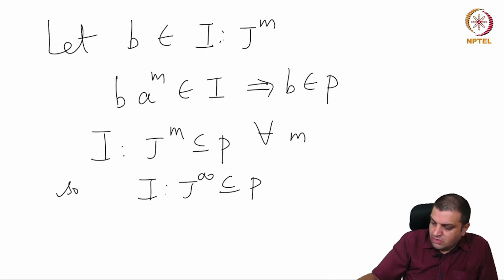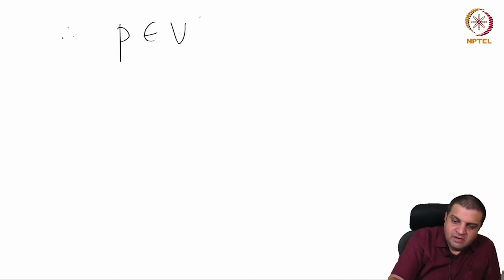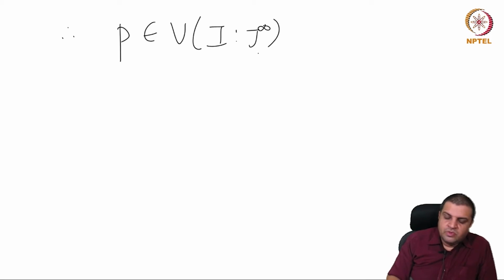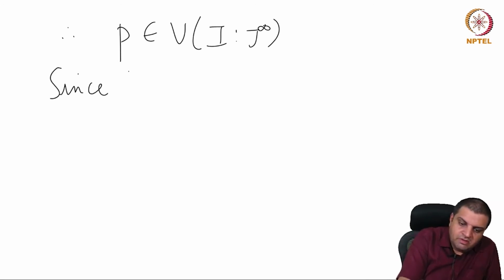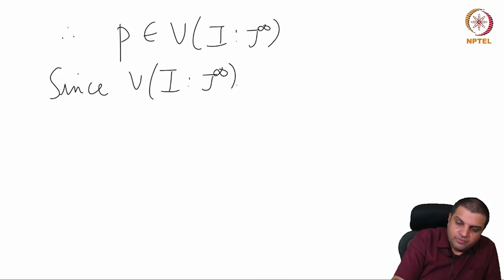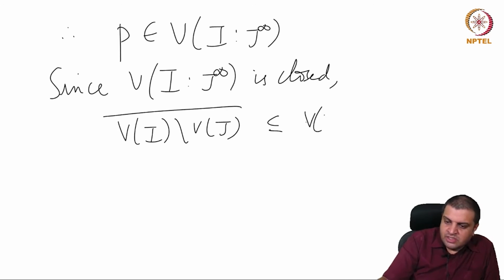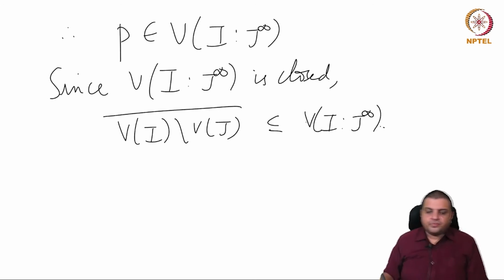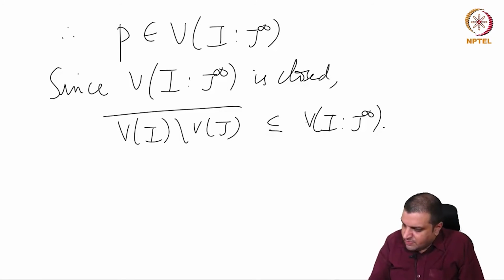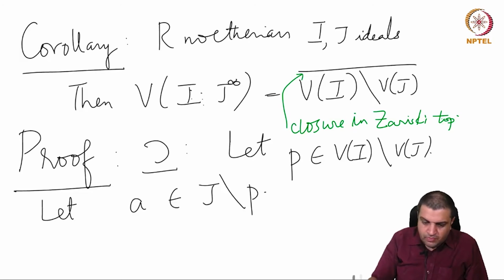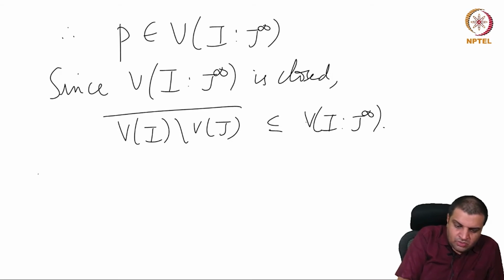Therefore P is inside V of (I : j-saturation). Since V of an ideal is always closed, what we just showed is that V(I) minus V(J) is inside this thing, so its closure is also inside. So this is one direction: the right side is inside the left side. Now the other direction.